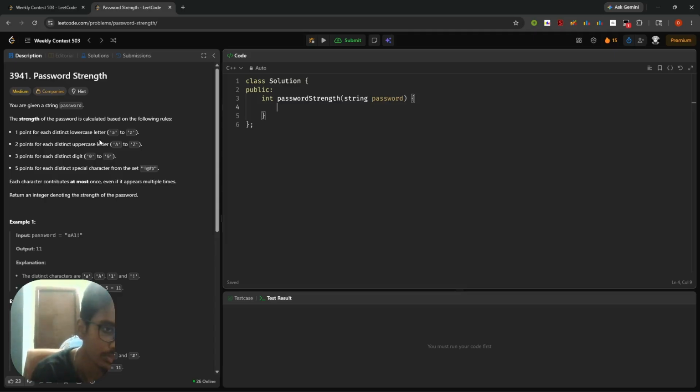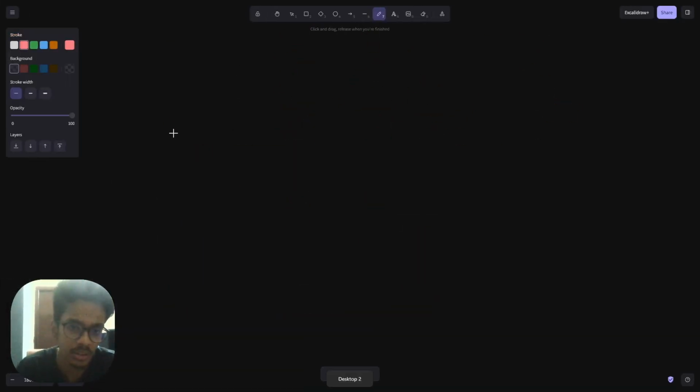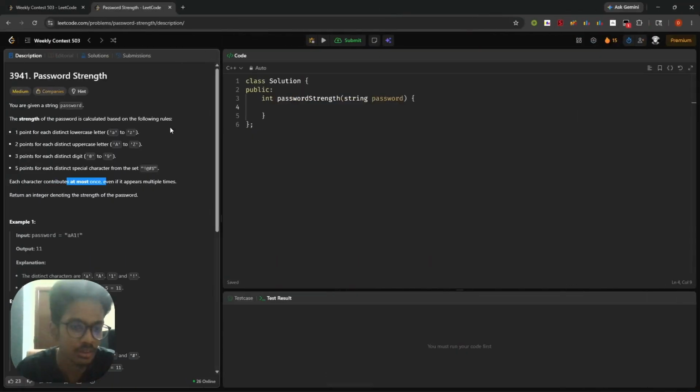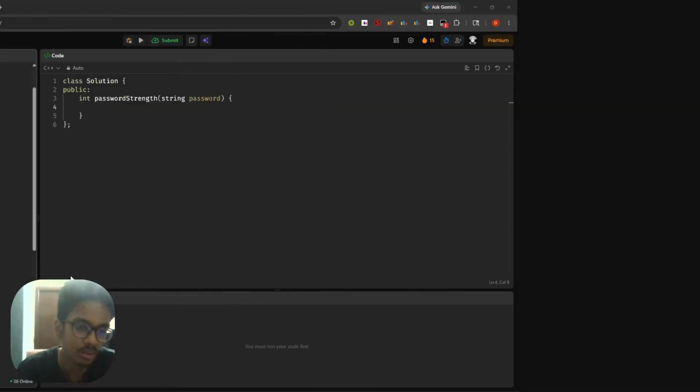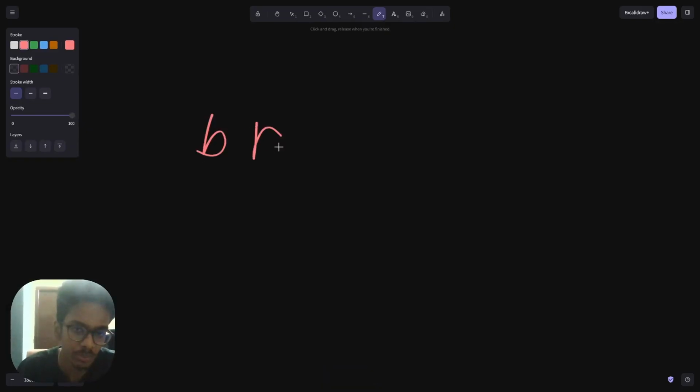You are given a string password, strength of password is calculated based on following rules: 1 point for lowercase, 2 points for uppercase, 3 points for numbers, 5 points for symbols. Simple thing, right? All you need to do is, and each contributes at most once. So if you're given some password, a random password, push it into a set. Only the unique characters would be there, like b, b1, hash, these kind of things would be there.